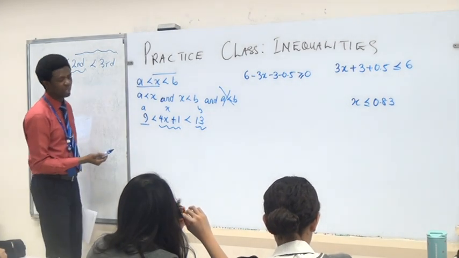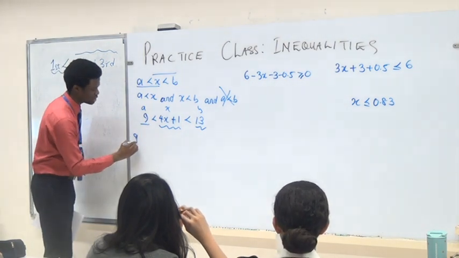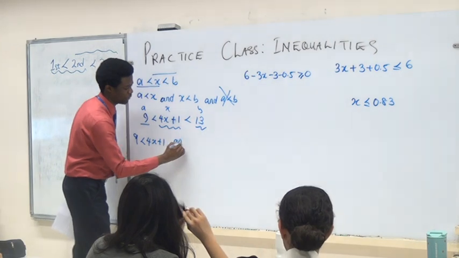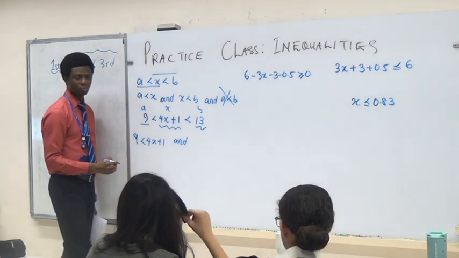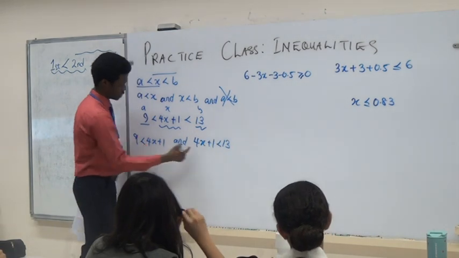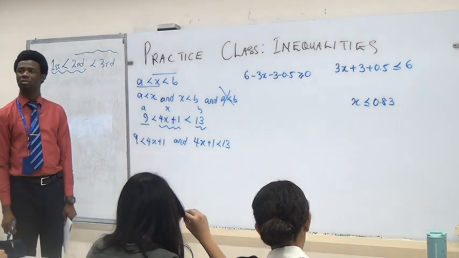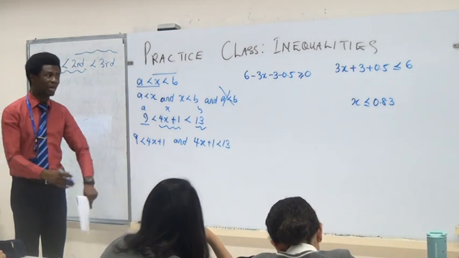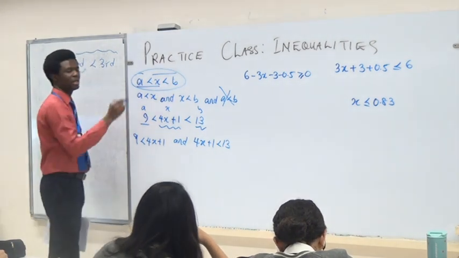So what is the first here? 9 is less than 4x plus 1. And at the same time, 4x plus 1 is less than 13. So you solve these separately, and then you merge them as this again.